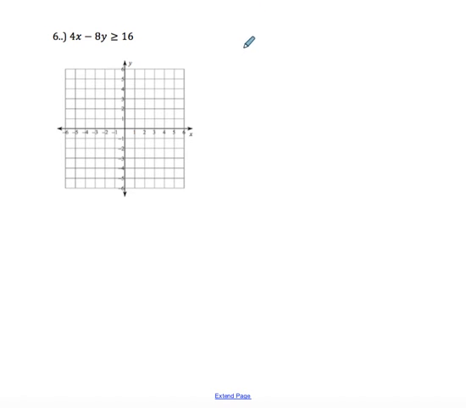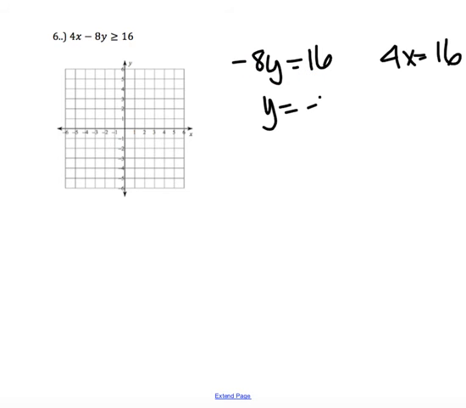So we're going to use the intercept method where we plug in 0 for x to find the y-intercept. Plug in 0 for x, I'd be left with -8y equals 16. Plug in 0 for y, I would have 4x equals 16. To get y by itself, we'll divide by -8, and so y would equal -2. To get x by itself, we divide by 4, and x would equal 4. So those are my two intercepts.